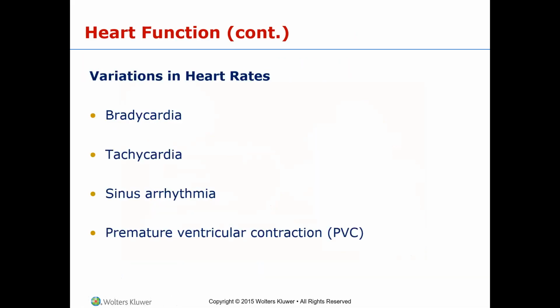There are a couple of things that are defining some variations in heart rate. Bradycardia is a very slow heart rate that's less than 60 beats per minute, and tachycardia is more than 100 beats per minute, so that's very, very fast. And then a sinus arrhythmia is just a regular variation in the heart rate.